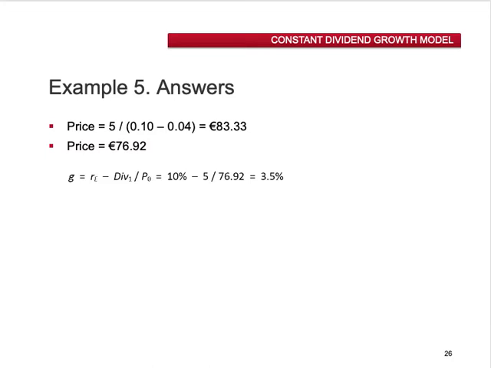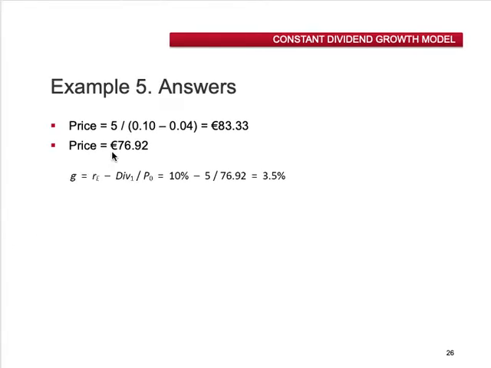Have a look at the answers of example 5. If we apply the constant dividend growth model based on a growth rate of 4%, we would estimate a stock price of €83.33. The market price of €76.92, however, implies that most investors expect dividends to grow at a somewhat slower rate. If we continue to assume a constant growth rate, we can solve for the growth rate consistent with the current market price using the previous equations.